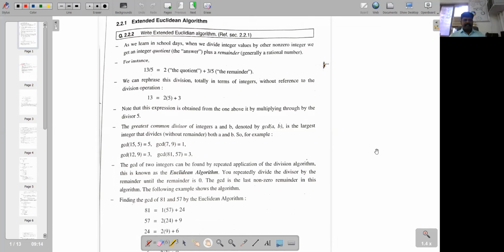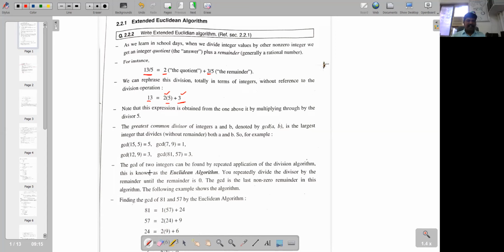See, the GCD between these two values can be identified using the Euclidean algorithm, or Euclidean technique. When we talk about the normal division method, suppose I wanted to divide 15 by 5, you will get 3 as the quotient and 0 as the remainder. So this can be written in terms of 2 multiplied by 5 plus 3, where 2 is the quotient and 3 is the remainder.